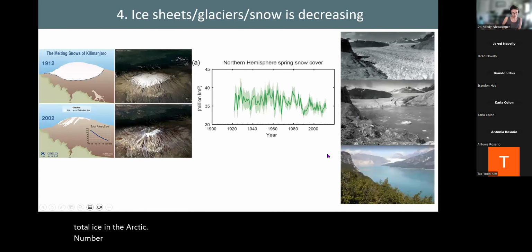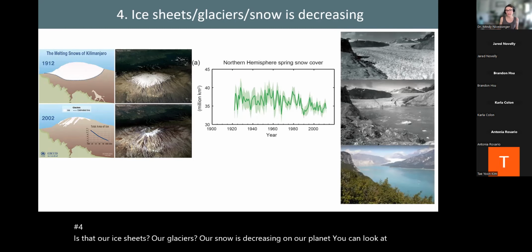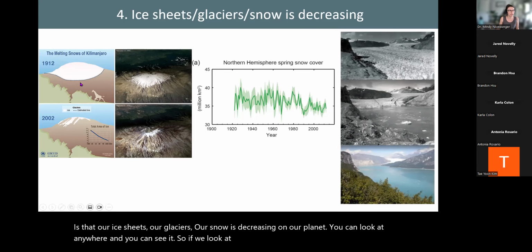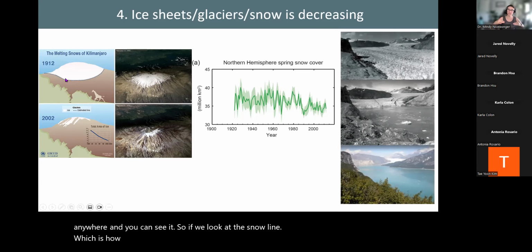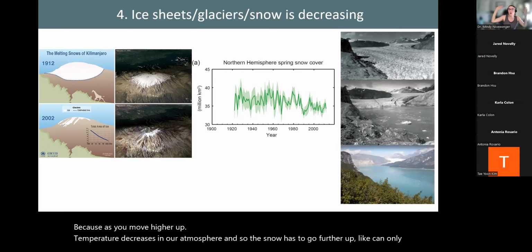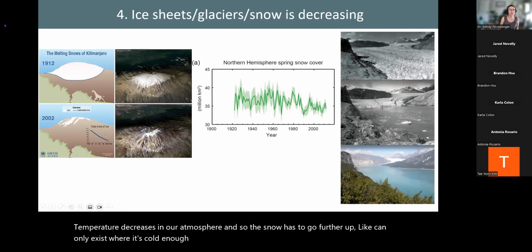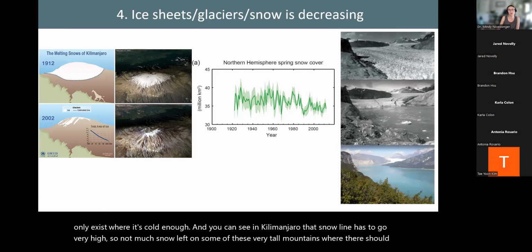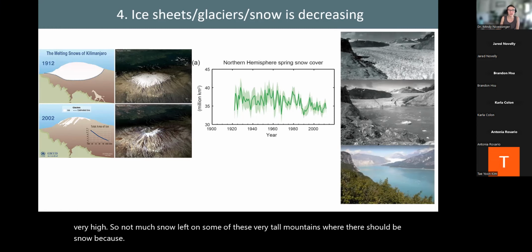Number 4 is that our ice sheets, our glaciers, our snow is decreasing on our planet. You can look anywhere and you can see it. If we look at the snow line, which is how far down a mountain the snow can exist, those snow lines are rising, because as you move higher up, temperature decreases in our atmosphere. So the snow has to go further up. It can only exist where it's cold enough. You can see on Kilimanjaro, that snow line has to go very high. There's not much snow left on some of these very tall mountains where there should be snow because it's usually cold, but not that cold anymore.